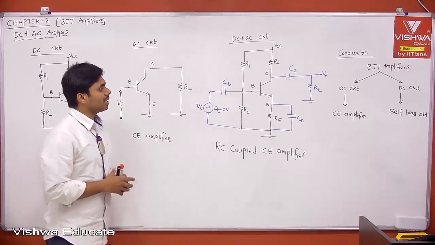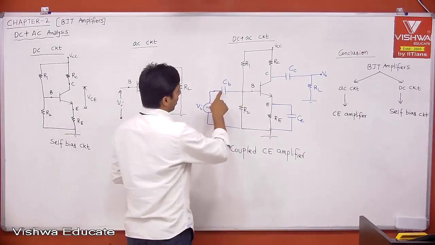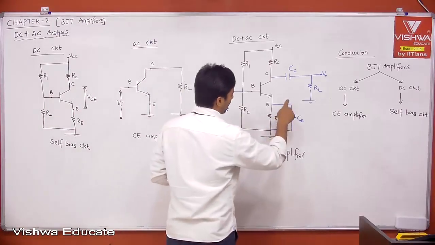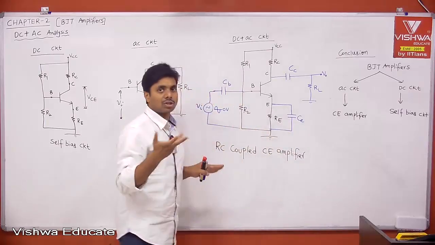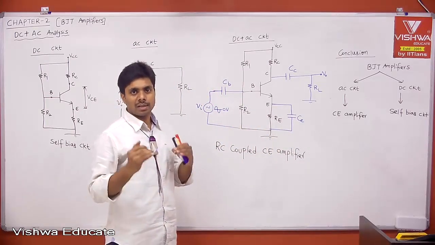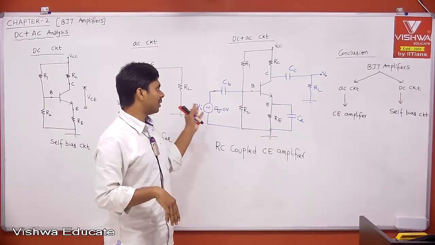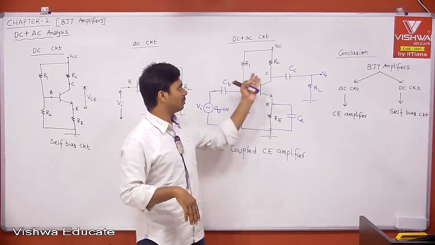Now coming to AC analysis, how will you get it? I told you, for AC, a capacitor acts as a short circuit. This is acting as a short circuit. We are assuming that it is short because, other than for low frequency signals, the signal frequencies, the signals whatever you want to amplify, at those frequencies the capacitors will be shorted.